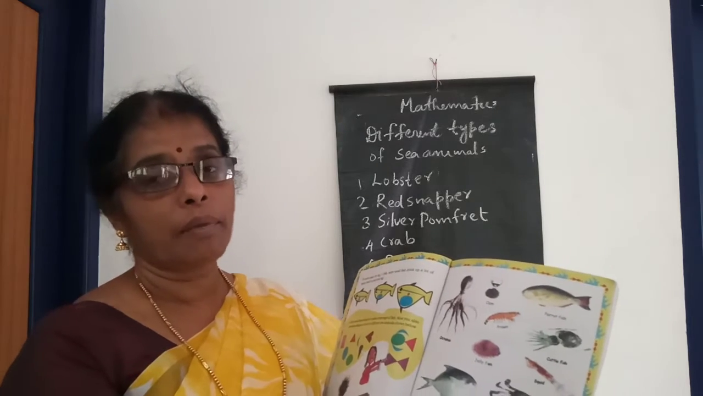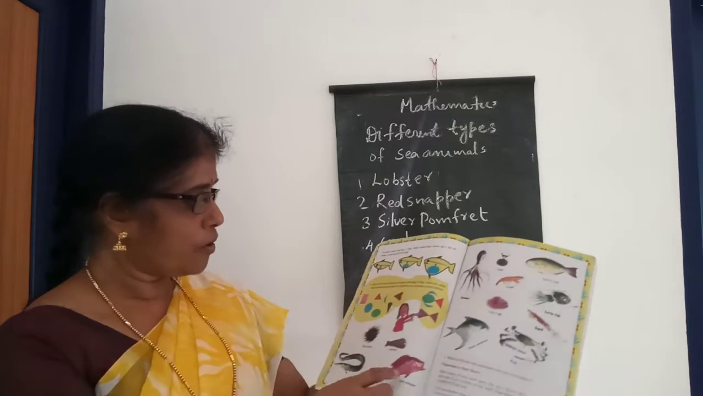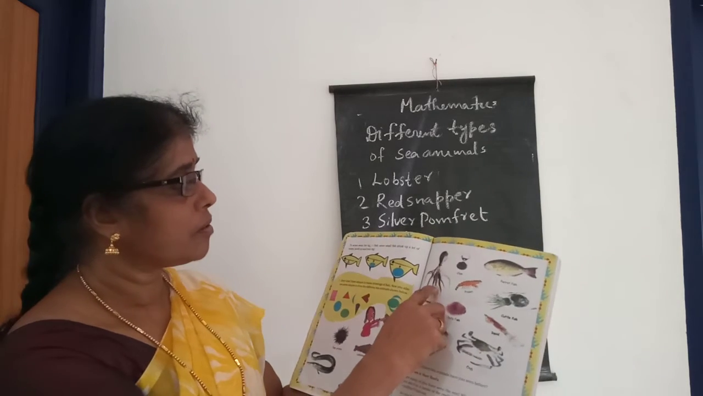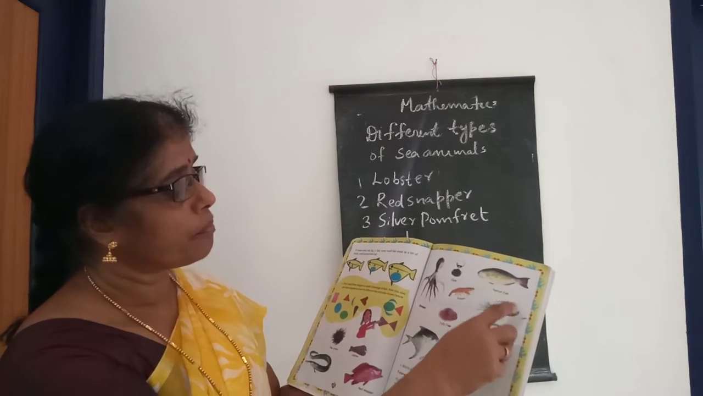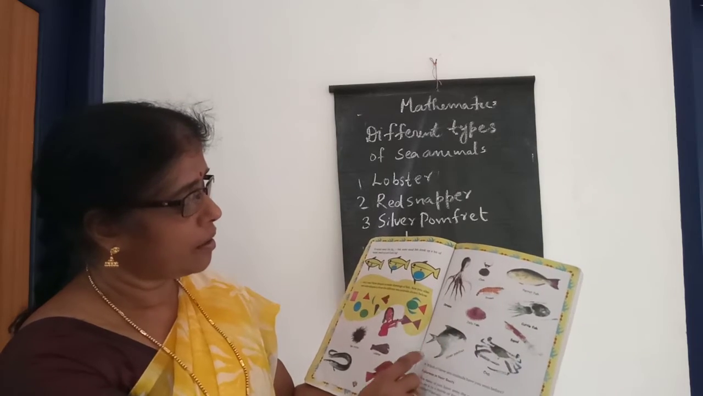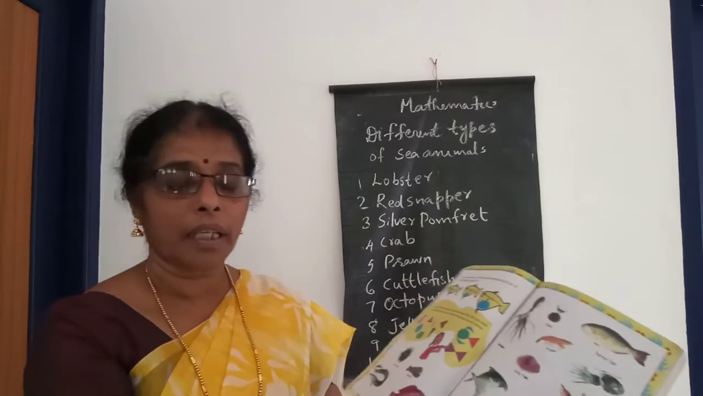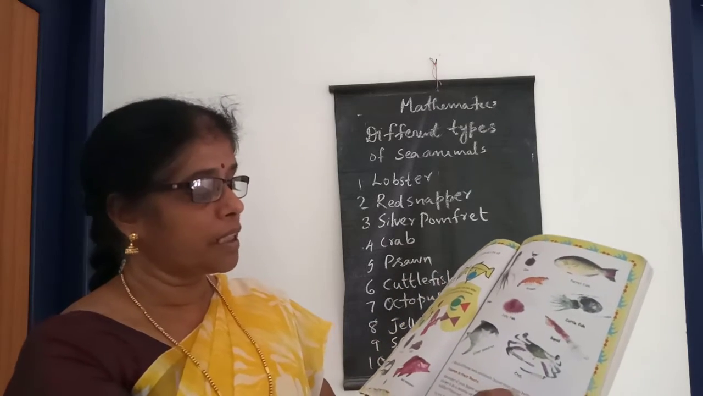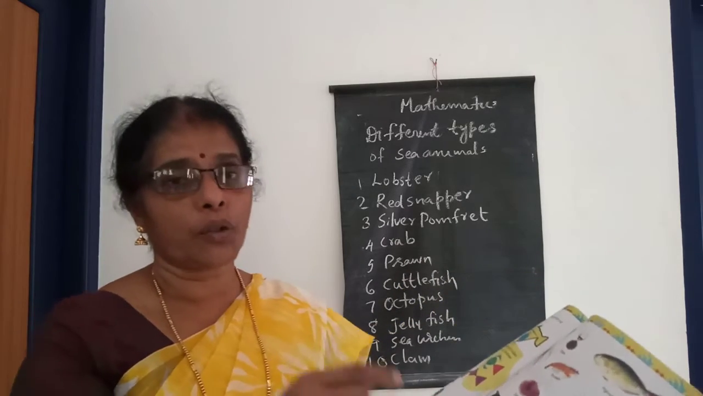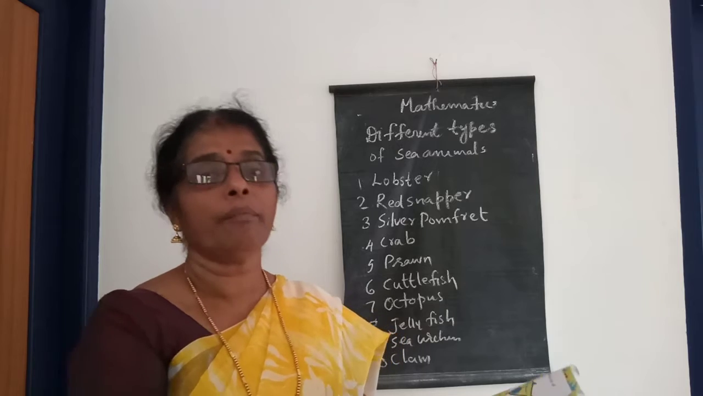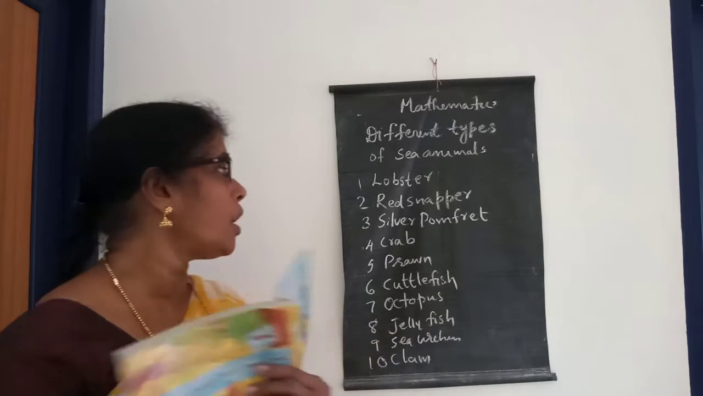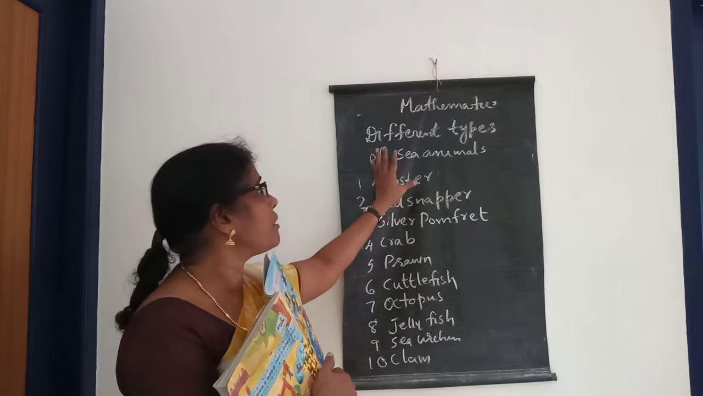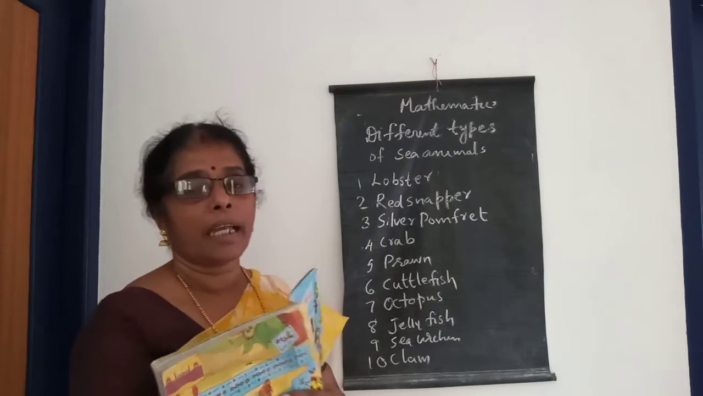Okay, next one is, which of these sea animals have you seen before? Before you saw eel, red snapper, clam, prawn, cuttlefish, squid, silver pomfret, crab. Those you have already seen, you can write in your notebook. Which of these sea animals have you seen before? You have to write that in your notebook. And you have to write this also in your notebook: what are the different types of sea animals?